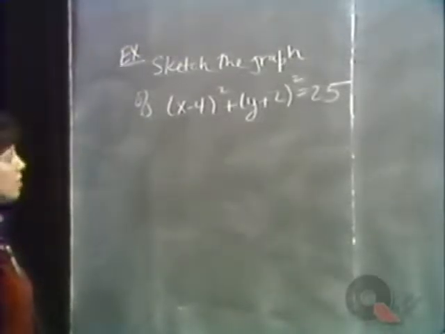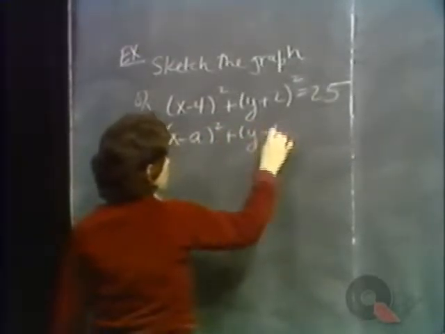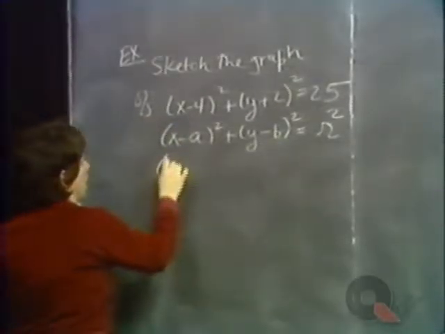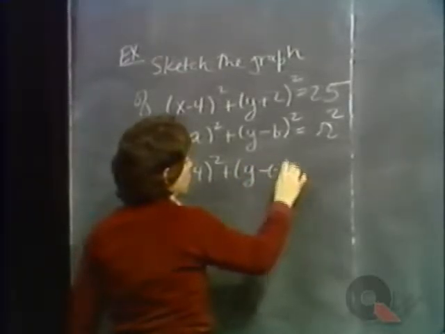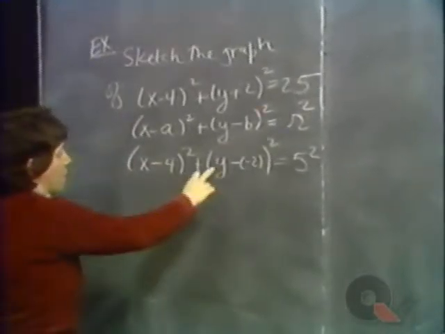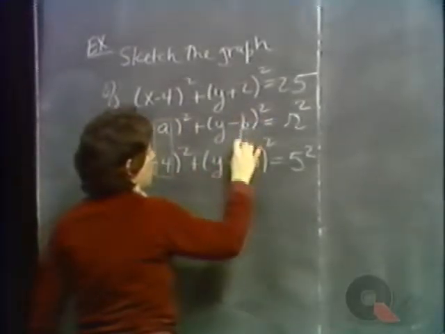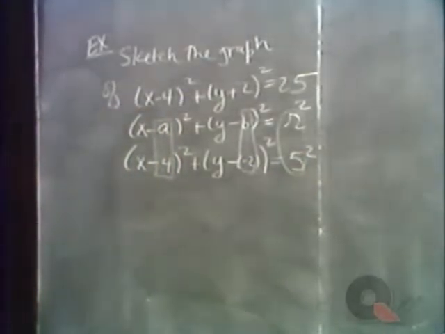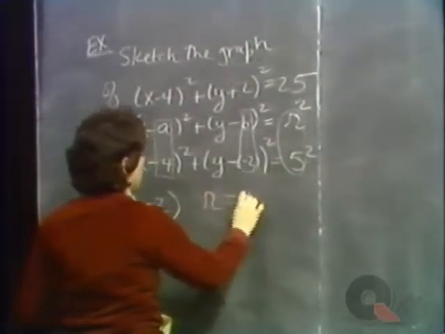Okay, we recognize this as a circle. It can be matched to (x - a)^2 + (y - b)^2 = r^2. To do that, we would say this is (x - 4)^2 + (y - (-2))^2 = 5^2. Instead of y plus 2, we write y minus minus 2, in which case we can then see that a is 4, b is -2, and r is 5. So the center, therefore, is at the point (4, -2), and the radius is 5.